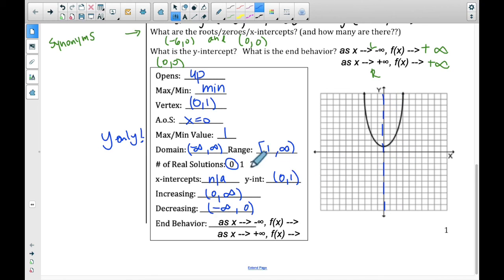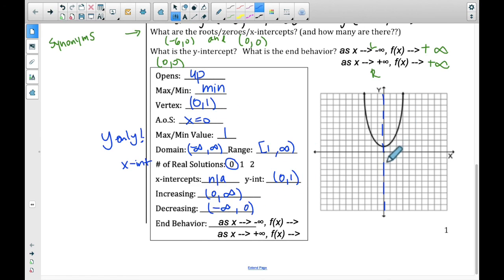No real solutions. The solutions, once again, are where it hits. It's like x-intercepts. And this one doesn't have any x-intercepts, so that's none. And so that's what we have down here. The y-intercept is (0, 1), which coincidentally is the same as the vertex.